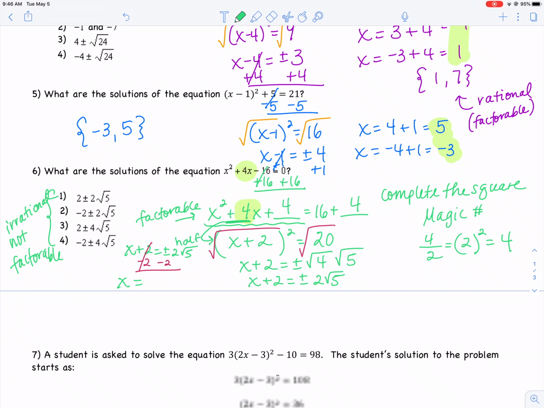On the right side, negative 2 and positive 2 can't be simplified. They're not like terms. This 2 has a rad 5 next to it. So it's negative 2 plus or minus 2 rad 5. It's choice 2. That is your answer.